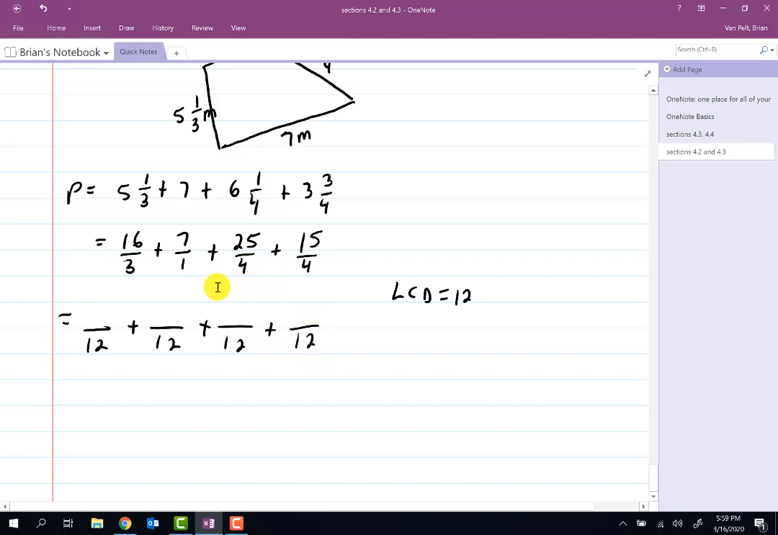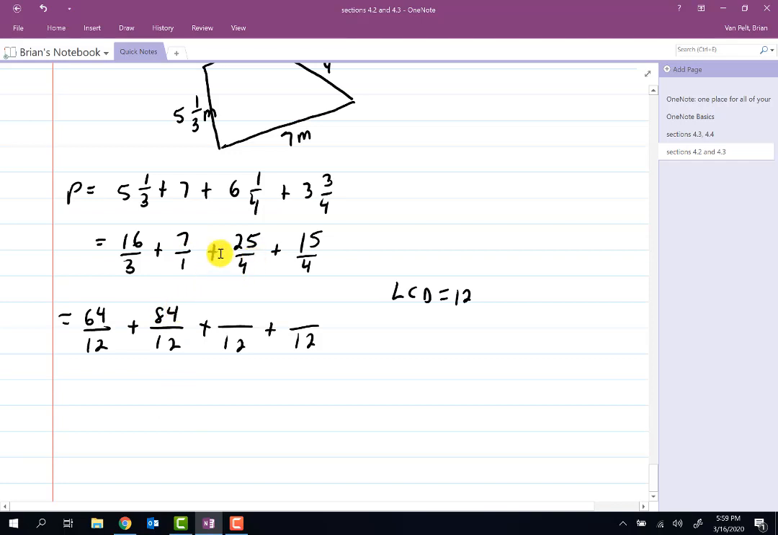Let's start with the 16 over 3. In order to change this 3 to a 12, I needed to multiply by 4. 16 times 4 is 64. Same thing here. In order to change this 1 to a 12, I multiply by 12. 7 times 12 is 84.